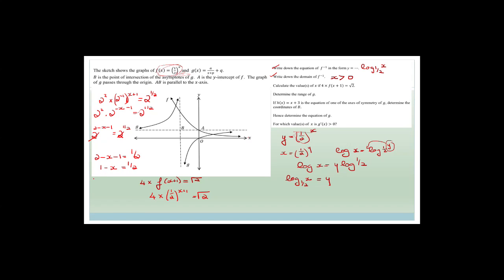Therefore, I can take that across and I get minus x is 1/2 minus 1. Therefore, minus x is equal to minus 1/2. Therefore, x is just 1/2. There you go. So the correct answer here is x equals 1/2.